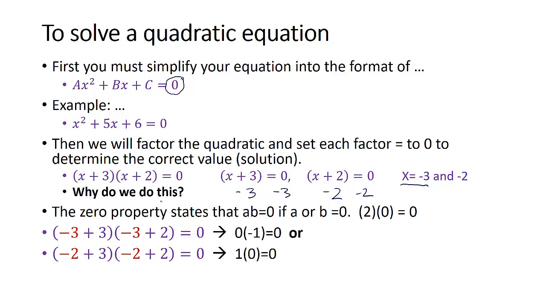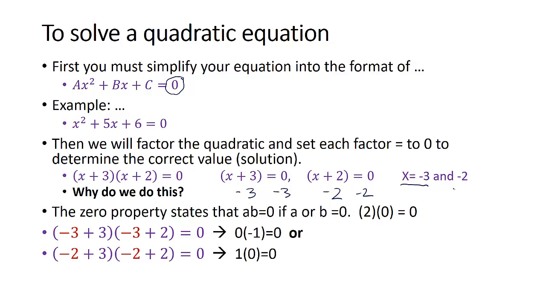Now, why do we do this? Why are we setting it equal to 0? Well, the zero property states that if a times b equals 0, it's only going to work if either a or b is 0, such as 2 times 0 is 0. So look how I substituted the numbers in.